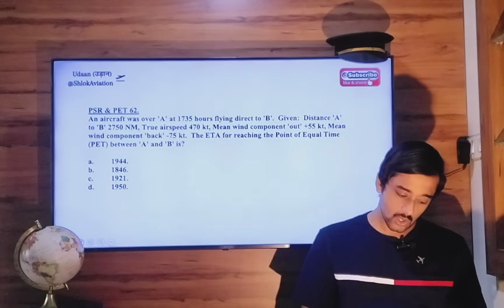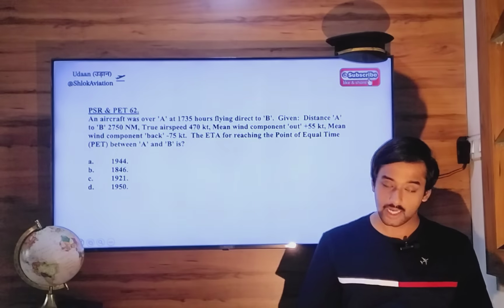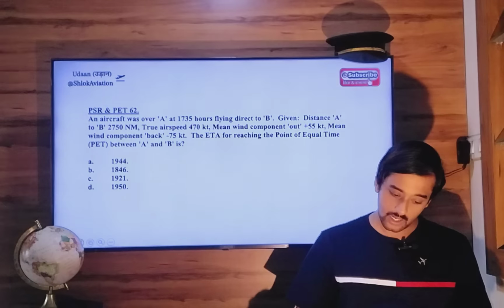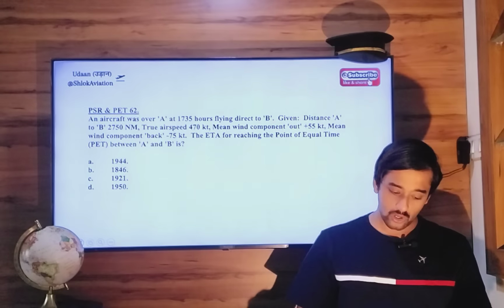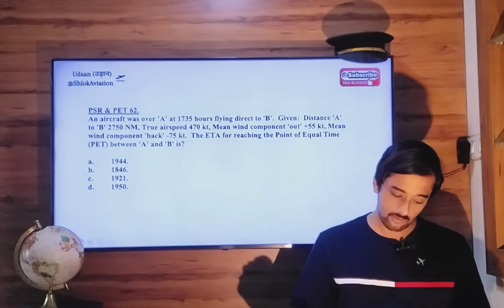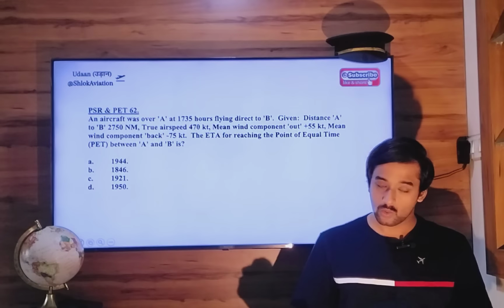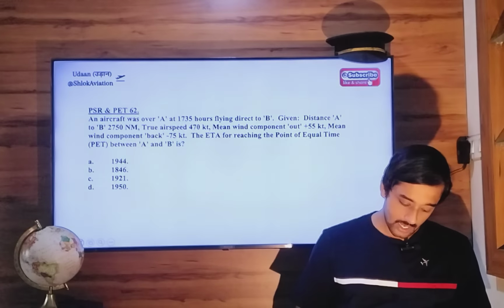Next, 62. Aircraft was over A at 1735, flying directly to B. Given distance A to B 2750, TAS 470, wind component outbound is plus 55, wind component homebound minus 75. What is the ETA for reaching the point of equal time between A and B?